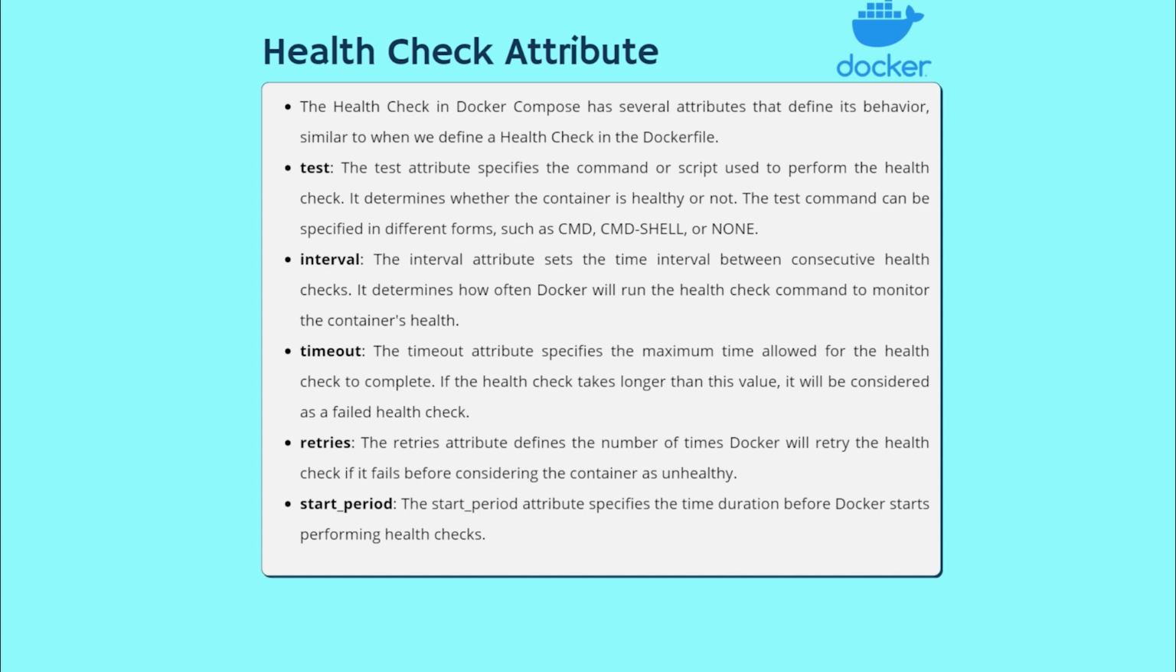Retries. The retries attribute defines the number of times Docker will retry the health check if it fails before considering the container as unhealthy. Start period. The start period attribute specifies the time duration before Docker starts performing health checks.